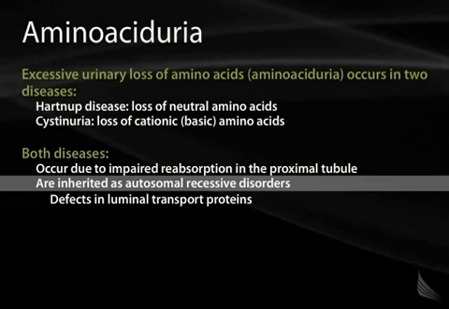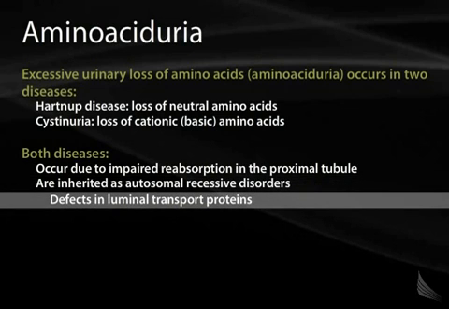As we said, amino acid transport is coupled to sodium reabsorption. However, each of these has specific transporters that allow them to be reabsorbed. When there are defects in these luminal transport proteins, the amino acids cannot be reabsorbed, and they pass through the urine and end up in the final urine composition. It's important to remember that the proximal tubule alone has the capacity to reabsorb amino acids. If the amino acids pass through the proximal tubule, they cannot be reabsorbed and will end up in the urine.